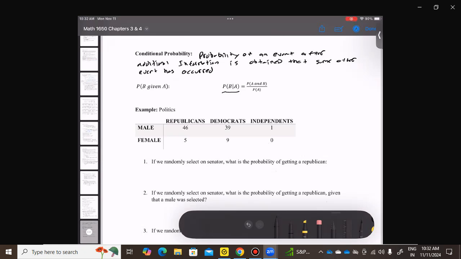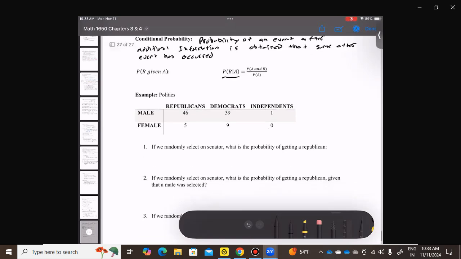But the math is mostly the same, and you can do a lot of this intuitively, but I'm also going to show how to do it following the equation. All right, so the probability of event B given event A has happened is equal to the probability of events A and B happening at the same time over the probability of A happening. Right, so let's just go through the examples.